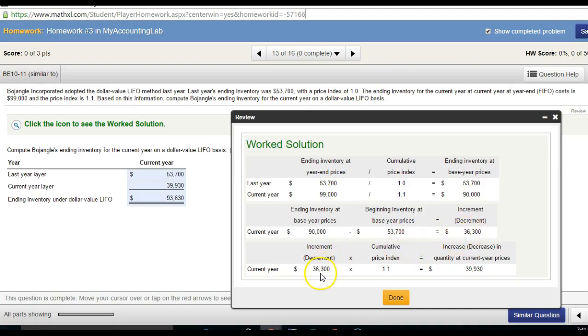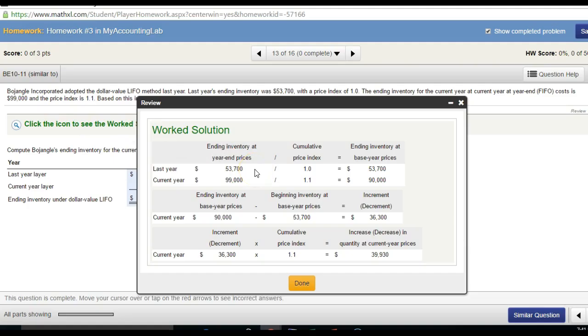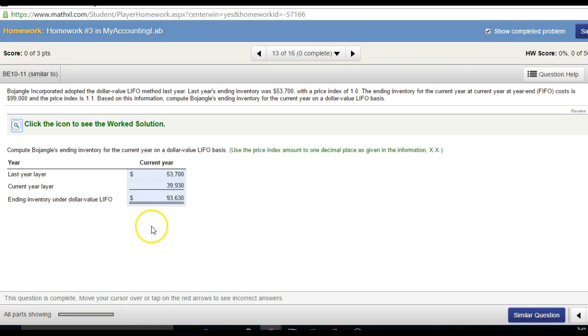Following that step, you take the increment of $36,300 and multiply it by the current year index of 1.1, which equals 39,930, the increase in quantity at current year prices. To determine your ending inventory under dollar value LIFO, you simply take last year's layer of 53,700 and add 39,930 from your increase in quantity at current year prices to get an ending inventory of $93,630. Essentially, this is your work solution. That's basically how to handle and solve problem 13 for homework number 3.